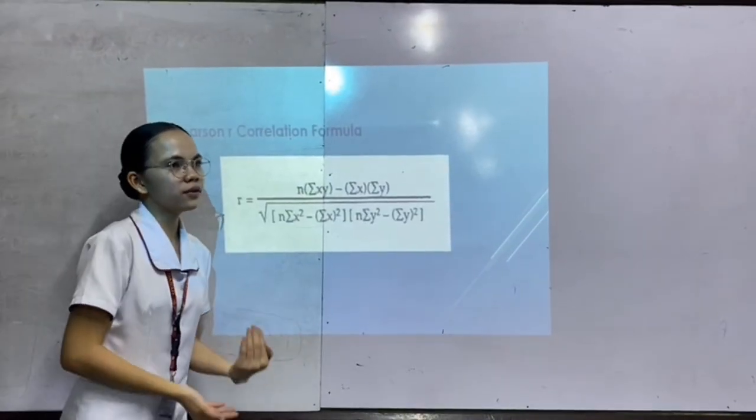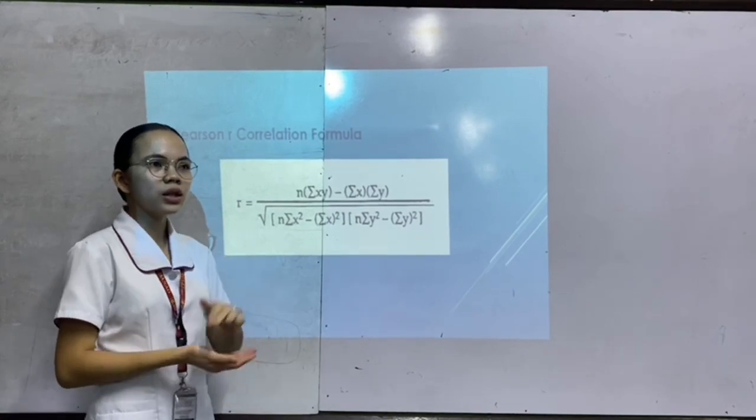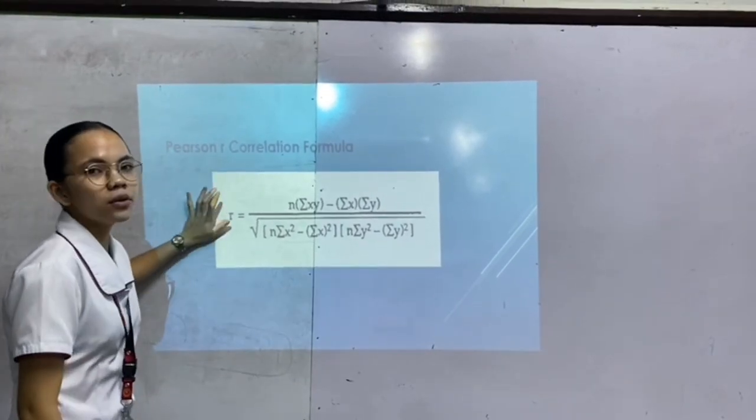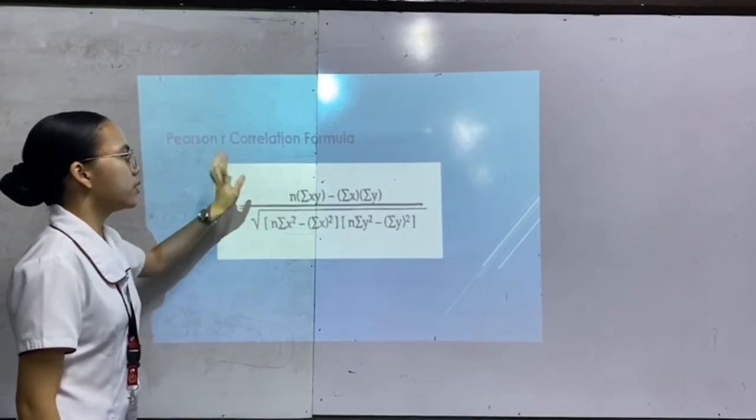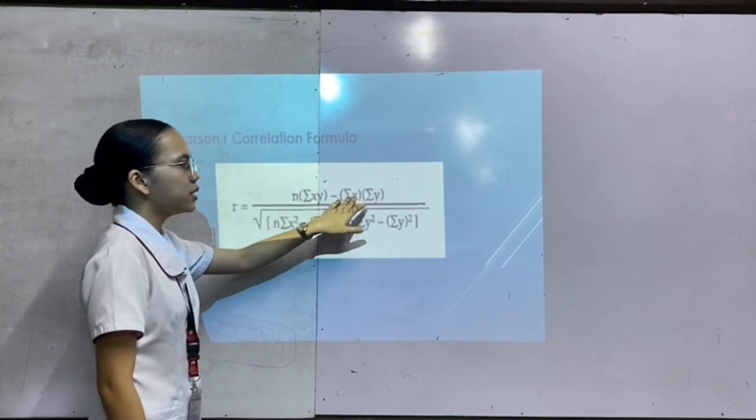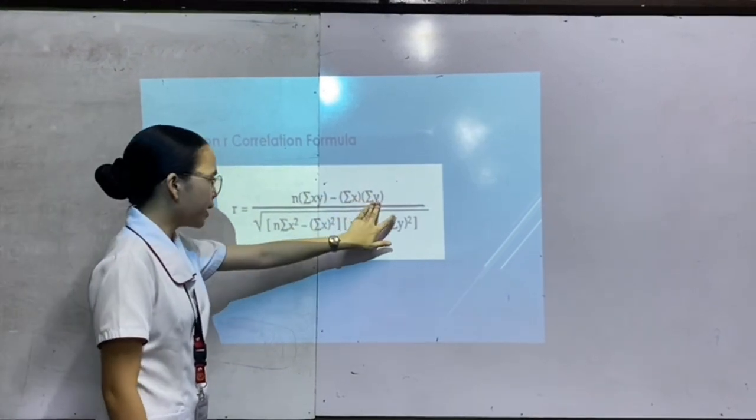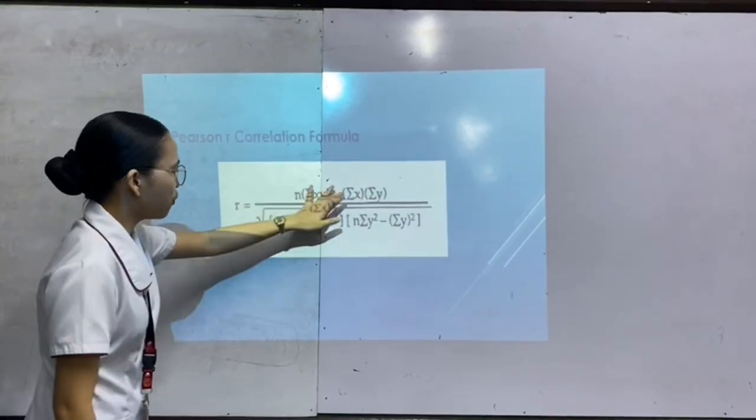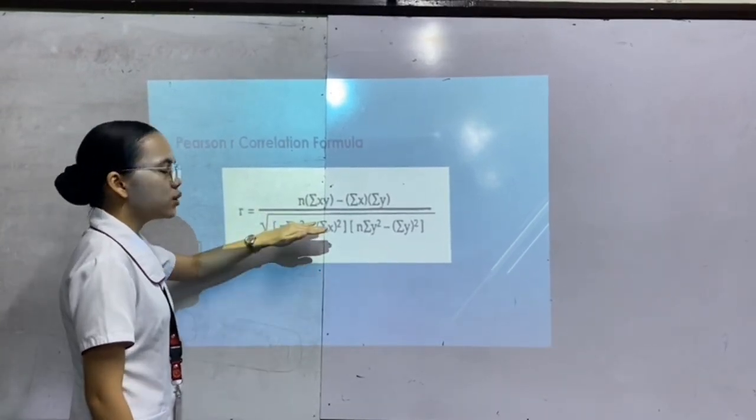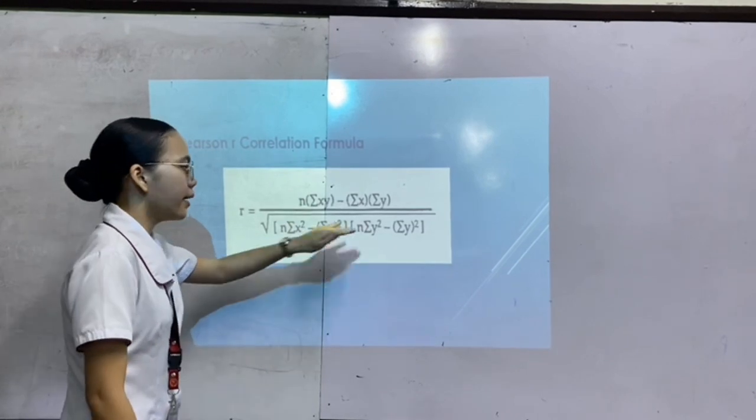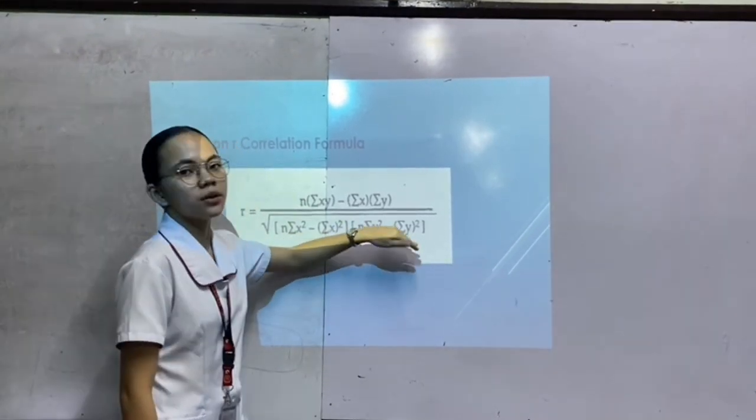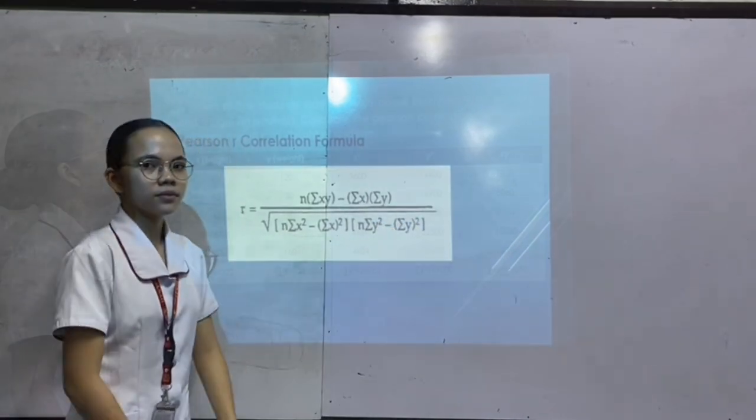So in solving problems or calculating the relationship between two variables, we will use the Pearson r correlation formula, which is r equals n times the summation of xy, subtracted by the summation of x multiplied by the summation of y, over the square root of n times the summation of x squared subtracted by the summation of x raised to 2, and n times the summation of y squared subtracted by the summation of y raised to 2.